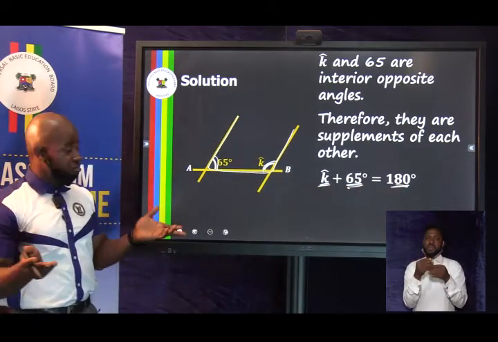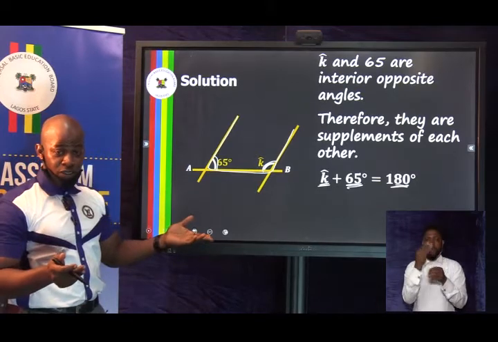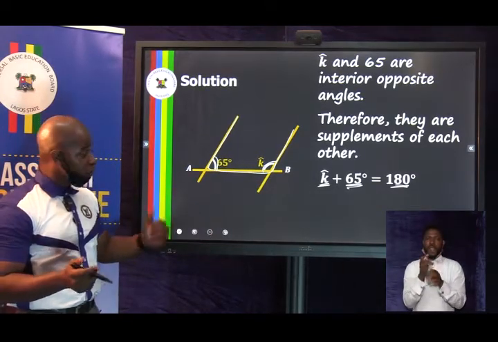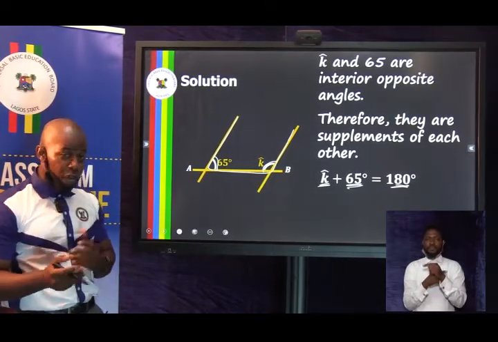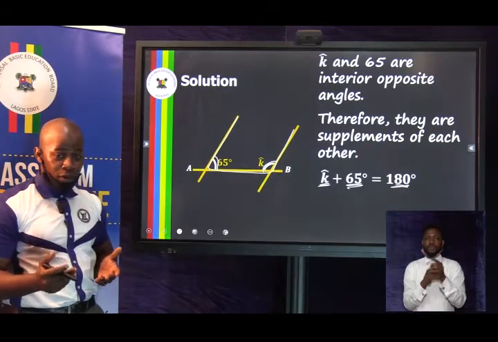So I'll just give you like 10 seconds to solve this. You know how to do it. So take your time. You should be having your answer right about now.